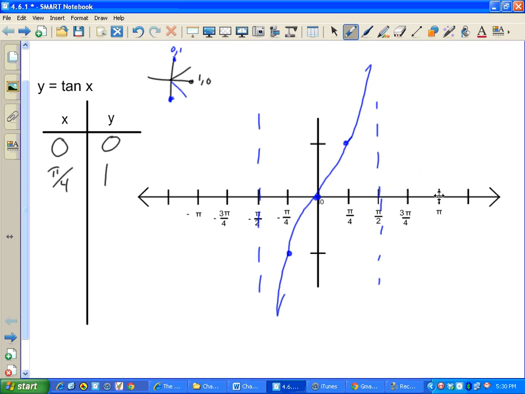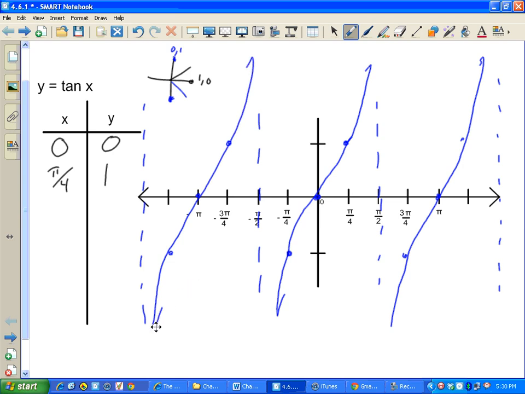Okay, so at pi I'd be back at 0. At 3 pi over 4 I'd be down here again. Okay, I'd be up here, and then I have another asymptote over here at 3 pi over 2. Okay, so I'm going to get this repeated pattern over and over and over again. Okay, it'd be over here also. Okay, same repeated pattern.